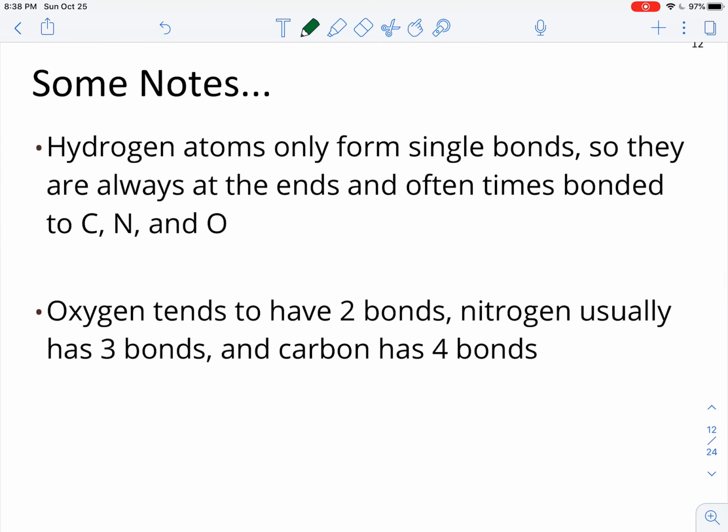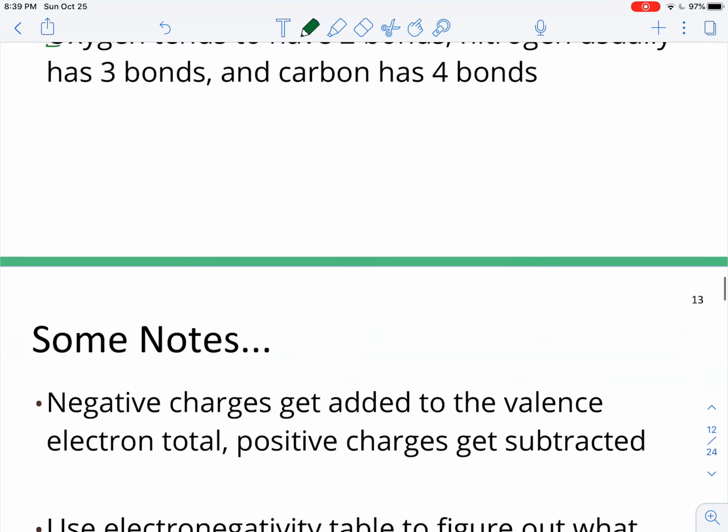All right, so some other notes. Hydrogen atoms can only form single bonds, so they're always at the ends, and oftentimes they're bonded to carbon, nitrogen, and oxygen. But again, for our purposes, these guys are always going to be at the ends. You're never going to see a central hydrogen. Why? Remember, they are happy with 2 electrons, so a duet. So they're happy with a single bond and done. Oxygen tends to have 2 bonds, nitrogen usually has 3, and carbon has 4. Most of the time, but this can change.